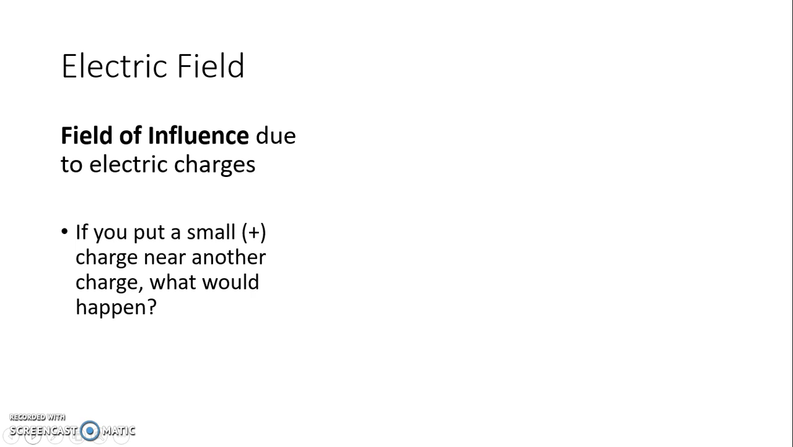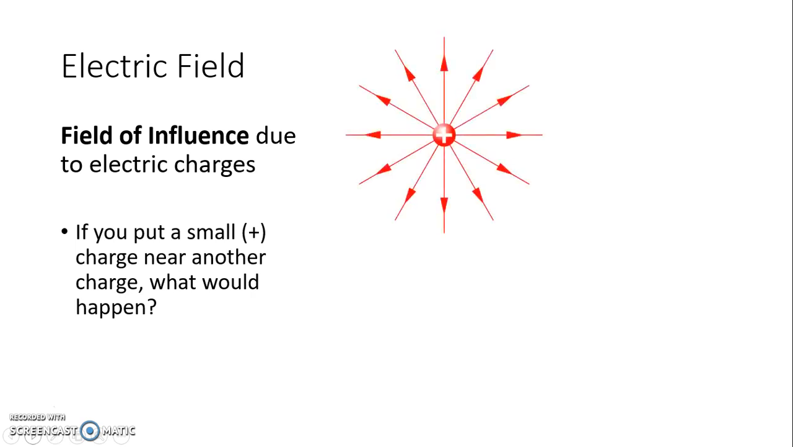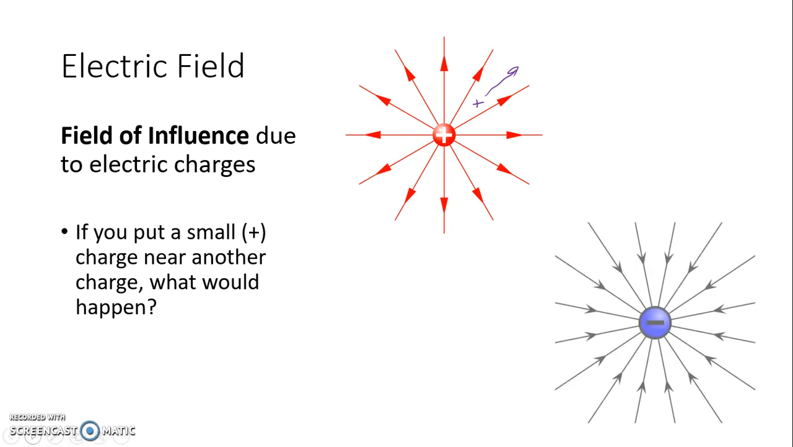Put it another way, if you put a small positive charge near another charge, what would happen? Well, if you put a positive charge somewhere close to another positive charge, they would repel. And so you end up with a series of lines pointing away from the positive charge because any small positive charge would be pushed away. Whereas if you have a negative charge and you put a positive charge next to it, it will be attracted. Anytime you put a small positive charge near the negative charge, no matter where it is, it will pull it in towards the center of the negative charge.